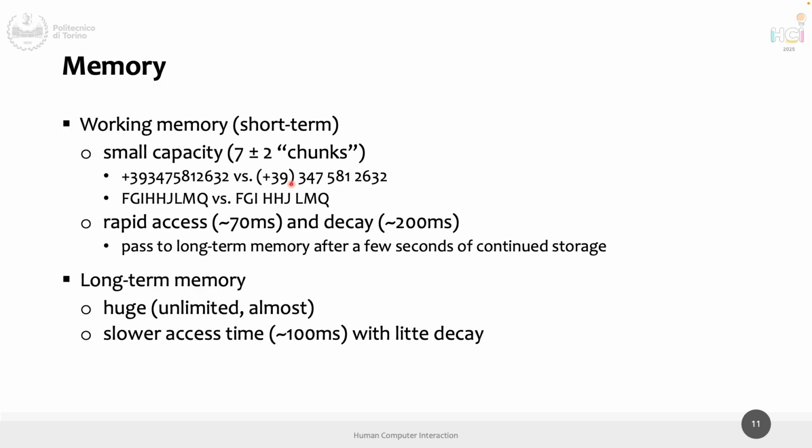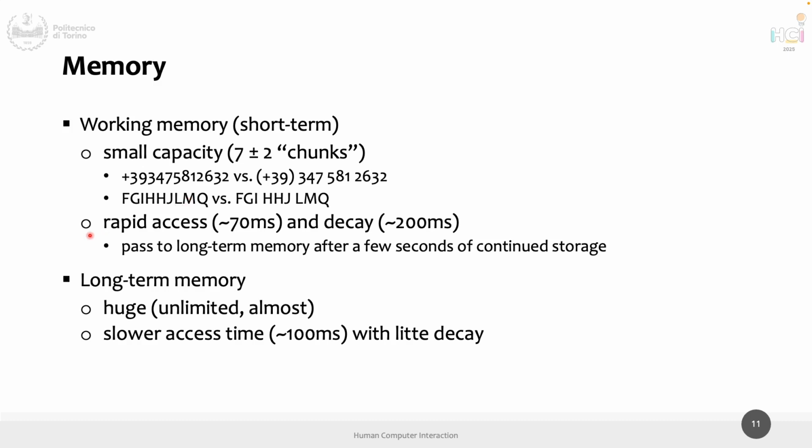It's split in chunks of information, and for us it's easier to remember a number split in this way than the entire sequence. Same for letters. Same for all things. If things are split in 7 plus or minus 2 chunks of information, it's easier for us to remember this information in the short term with respect to one long chunk of information like this number and this other sequence of letters.